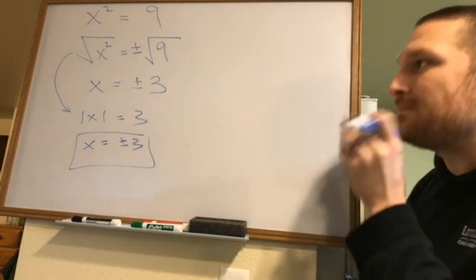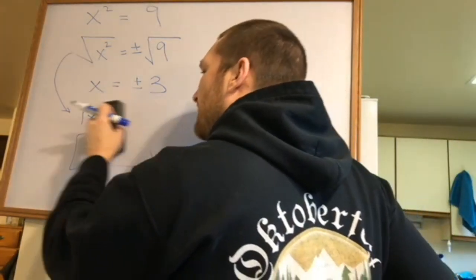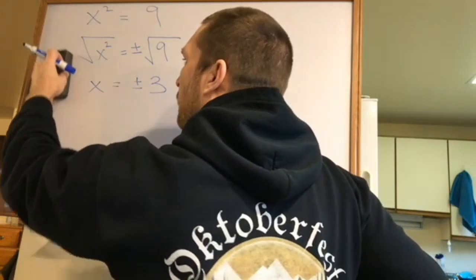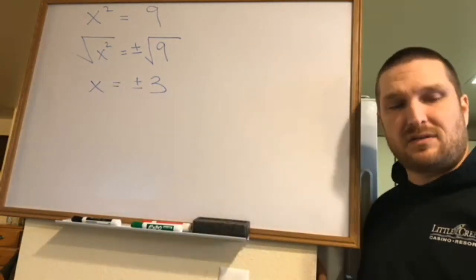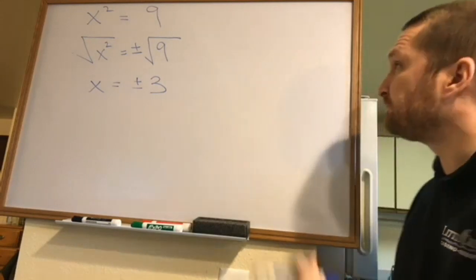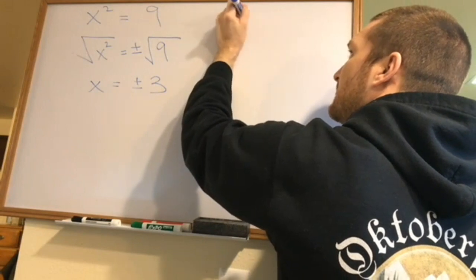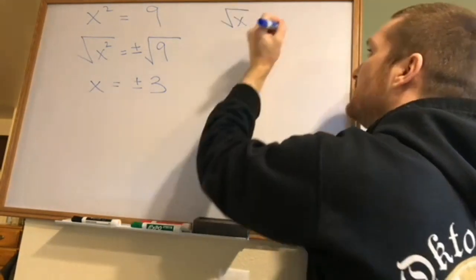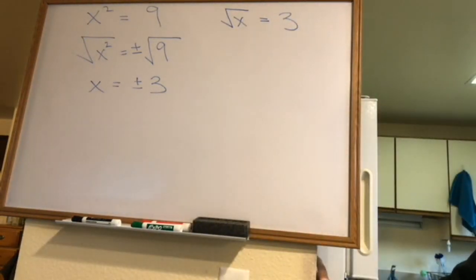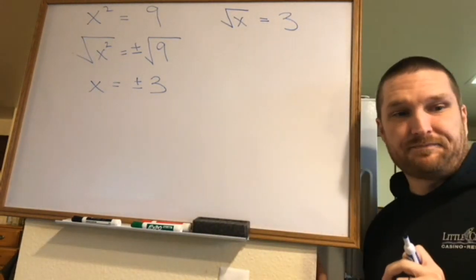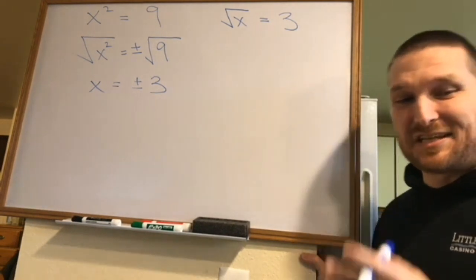So that's on one side. This is why we're going to forget about absolute value. The other reason we're going to forget about absolute value is this. Let's say we have an equation like this: the square root of x is equal to 3. What does x have to be? The square root of what is equal to 3?